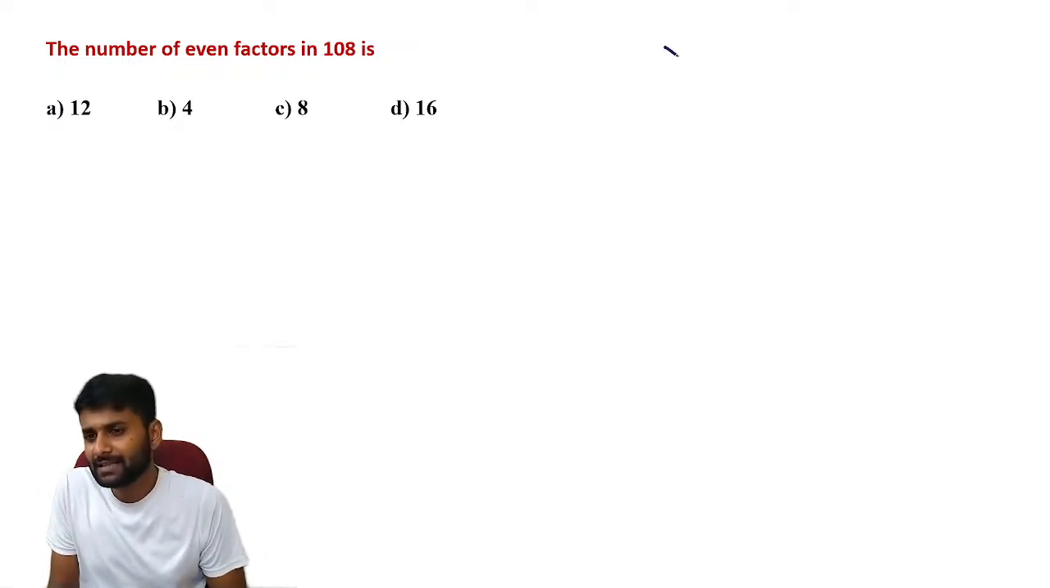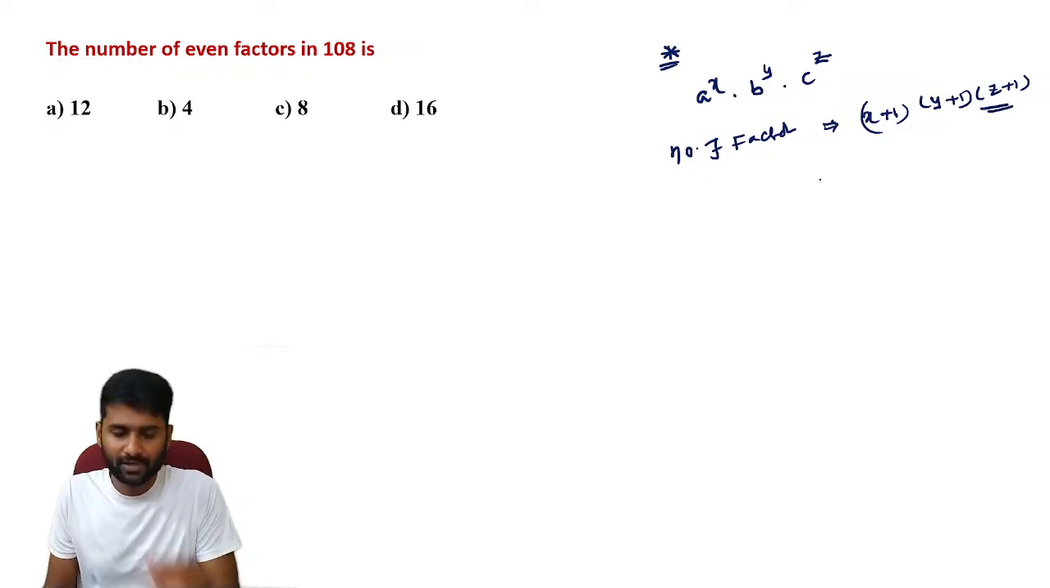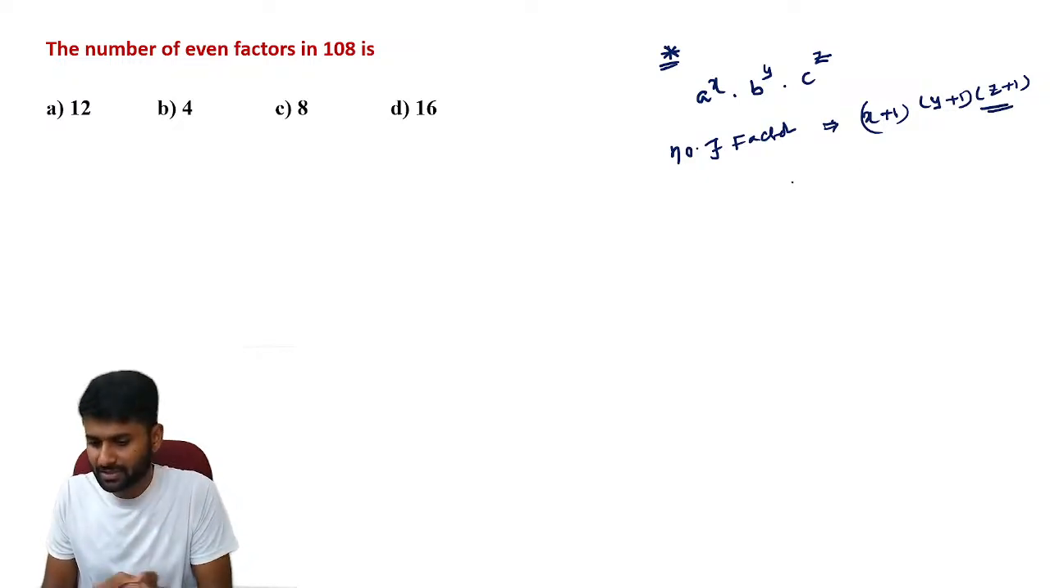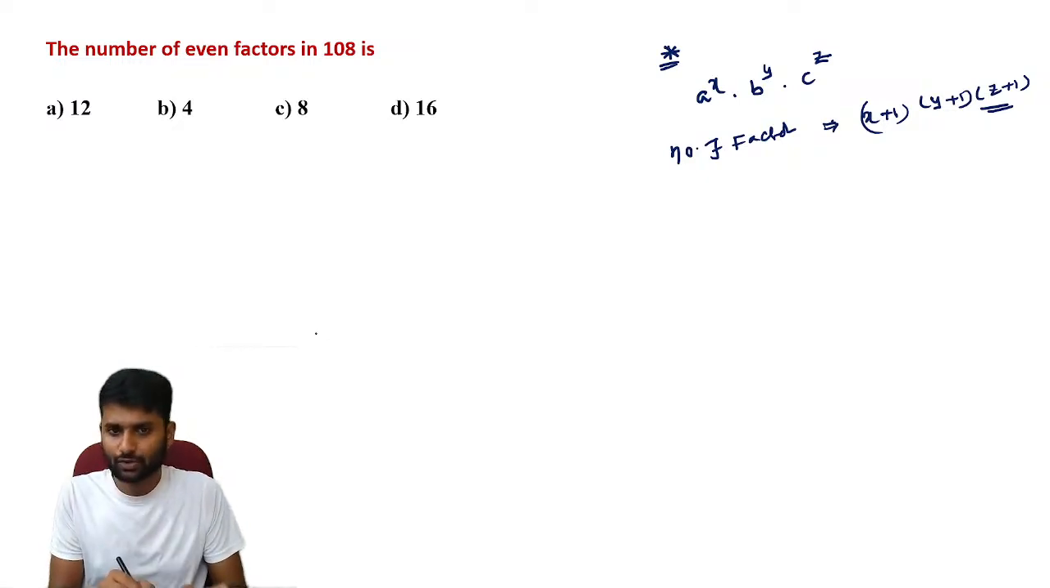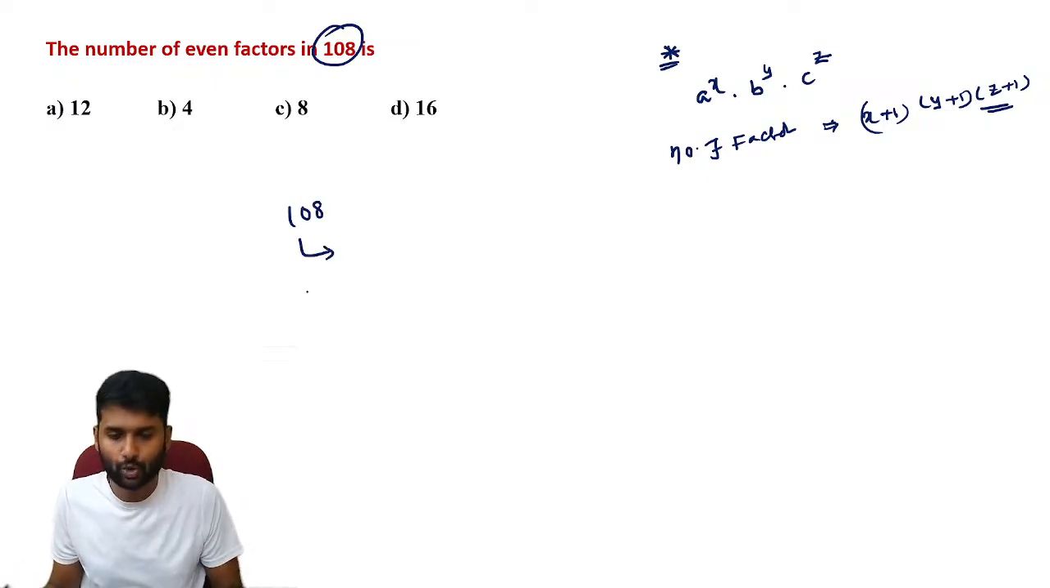Now let's understand the factors concept, guys. If you go through the prime factorization, a power x, b power y, and c power z, the number of factors is equal to (x plus 1) into (y plus 1) into (z plus 1). So if you know this information, you can solve these kinds of questions in less time. Let's see this question: the number of even factors of 108. Let's find the prime factors of 108.